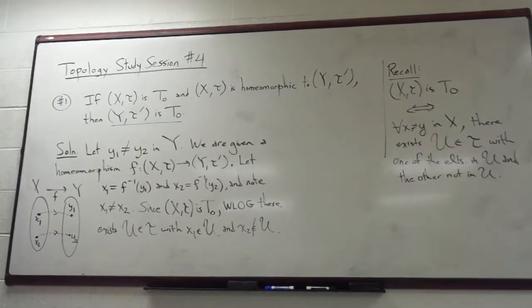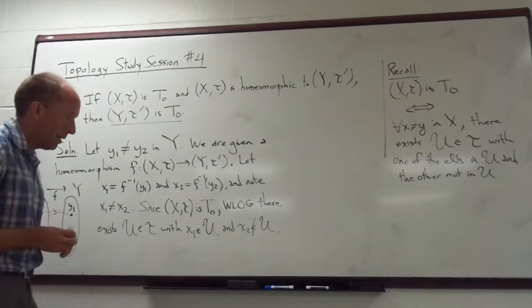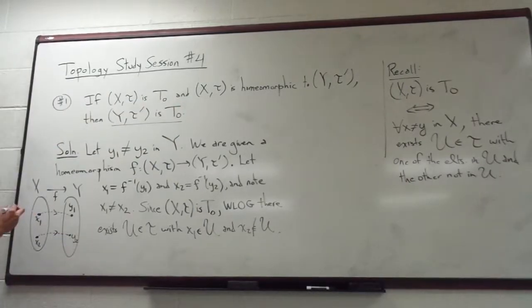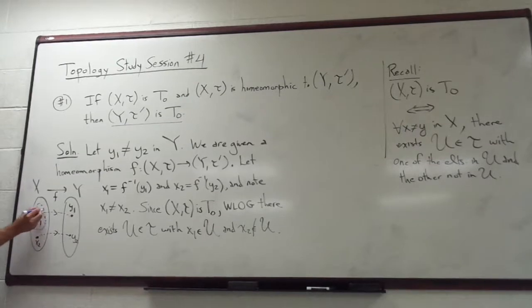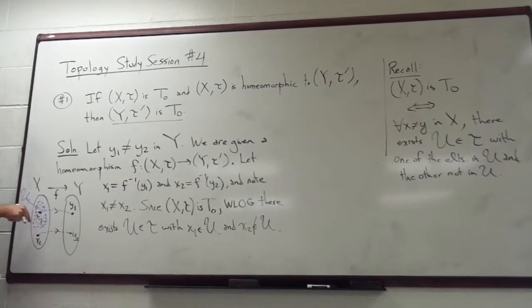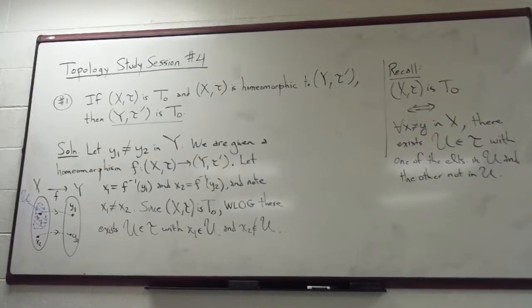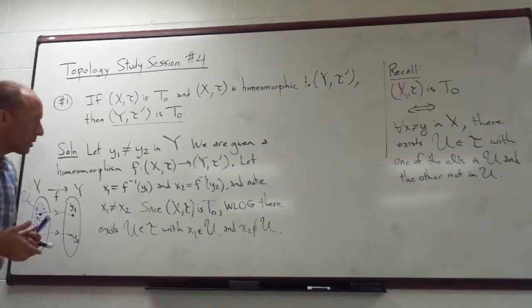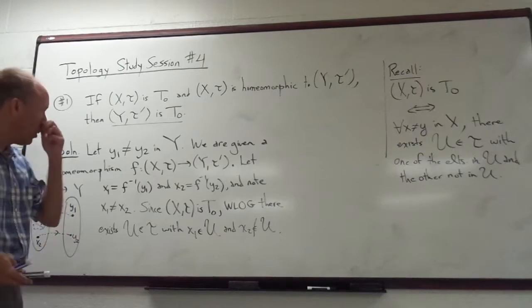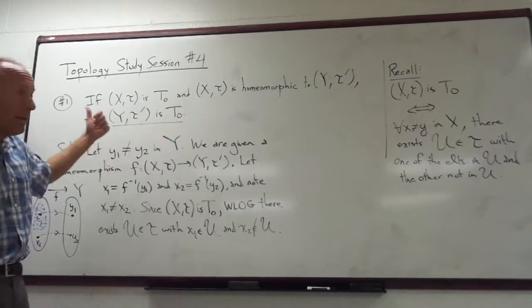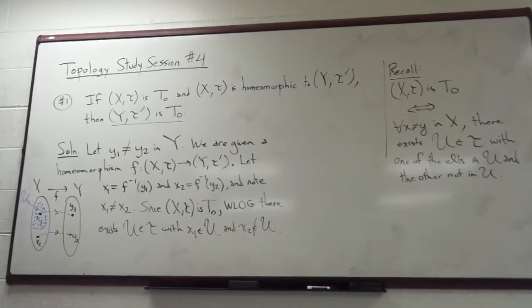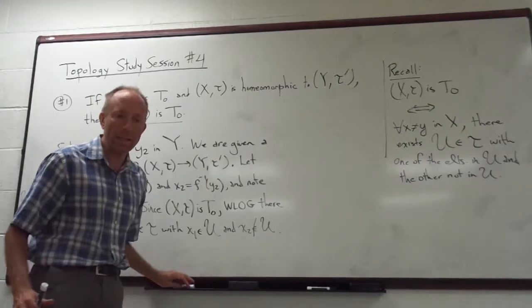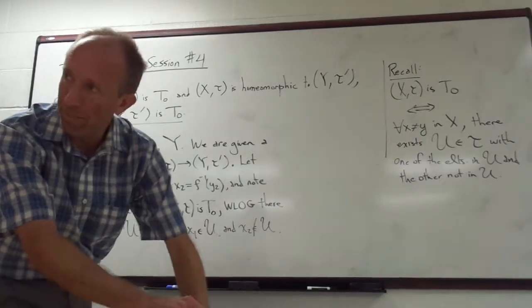Okay, very good. So we can find an open set here. Let me just draw a picture. Maybe this is my U right here. So U contains x1 but not x2. My goal is to come up with an open set in Y that contains one of these points but not the other. Is anybody seeing where I'm going to get that open set from?